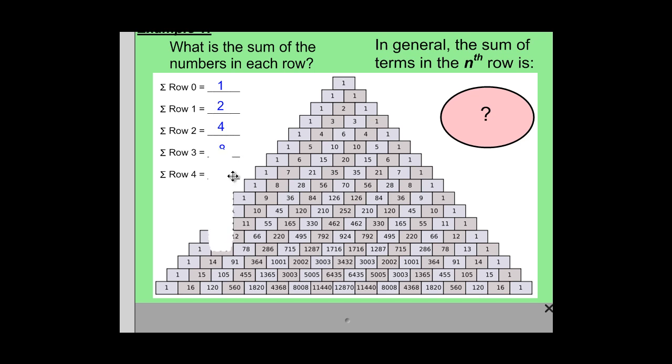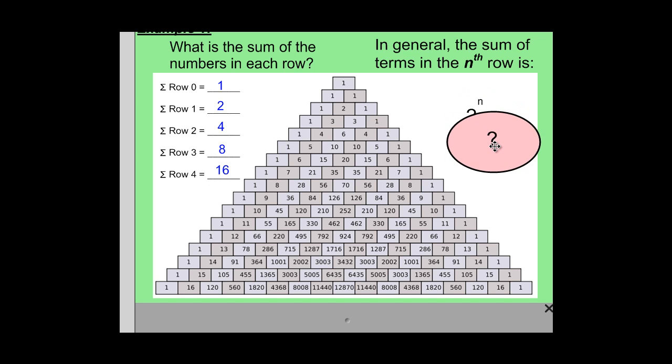And if you follow that, just like we did earlier, you recognize that the sums follow a pattern. And the pattern we discussed earlier was 2 to the n, where it's base 2, power n, where n is the row you're considering.